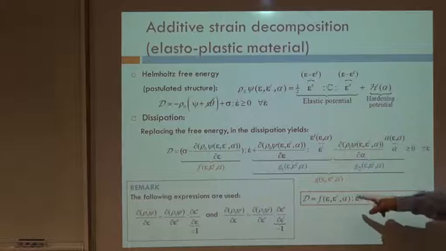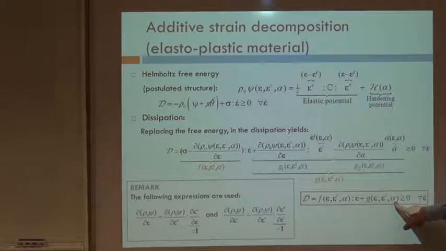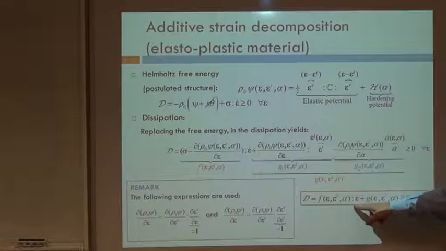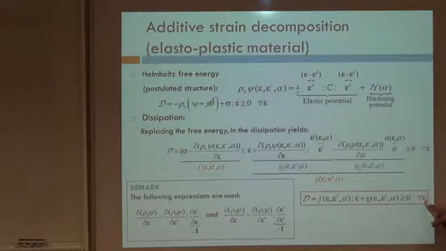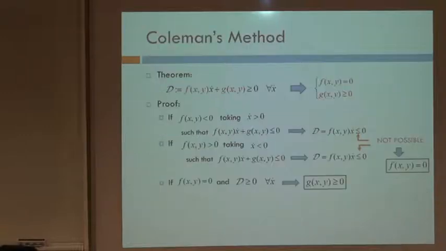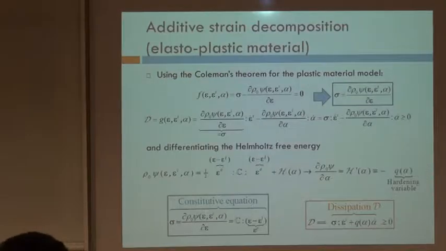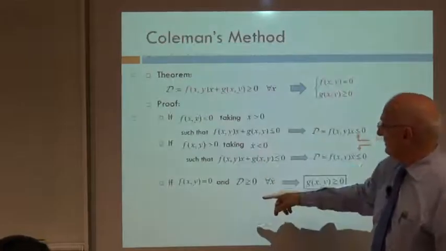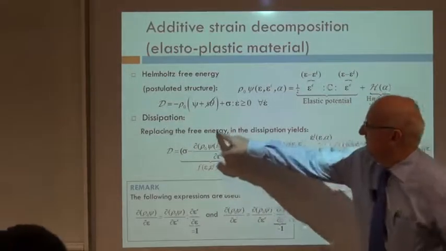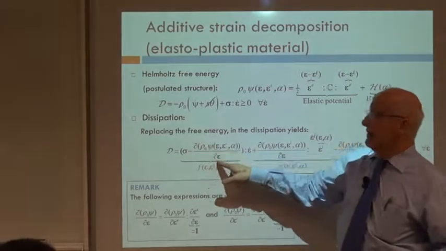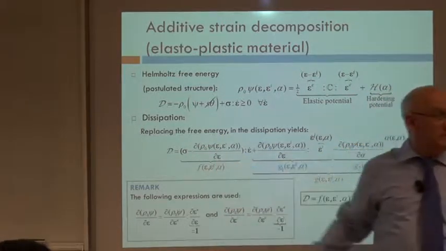So finally, what is the conclusion of that? Applying the above theorem, what is the conclusion? That should be 0, because this is for every epsilon dot. And this part then has to be always greater than 0. So now let's apply that. Where is F and what is G? So F in that equation, look, is that part here. It is sigma minus the derivative of rho phi with respect to epsilon. And this has to be 0.